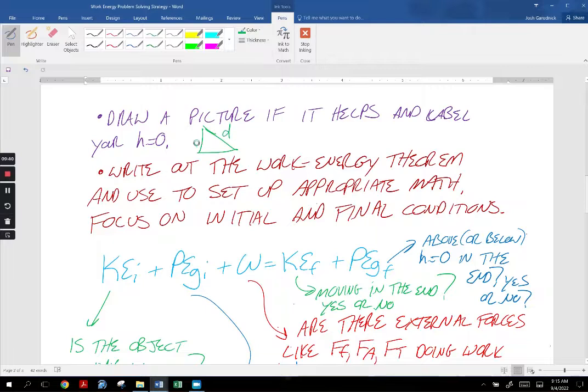The distance and the height and theta. We get that height is d sine theta. And again, if you don't know what the distance is, no big deal. You just write h is d sine theta.